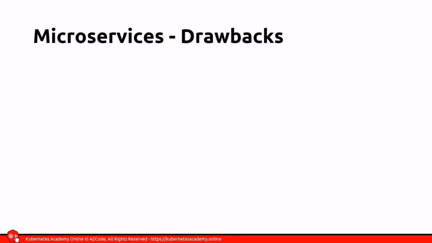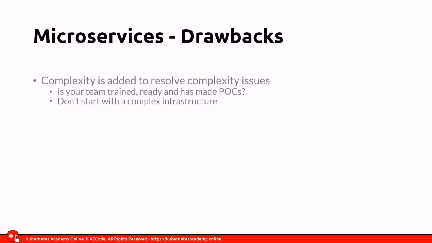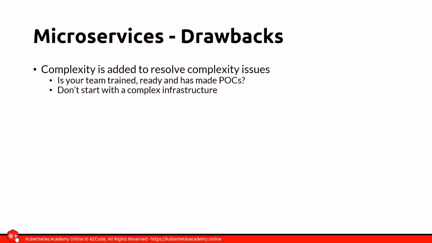Like we saw in the anti-patterns section, there are some drawbacks. Complexity is added over monolithic systems to resolve their complexity issues. So make sure your team is well trained and has made some proof of concept, and make sure to start small, adding one piece at a time.